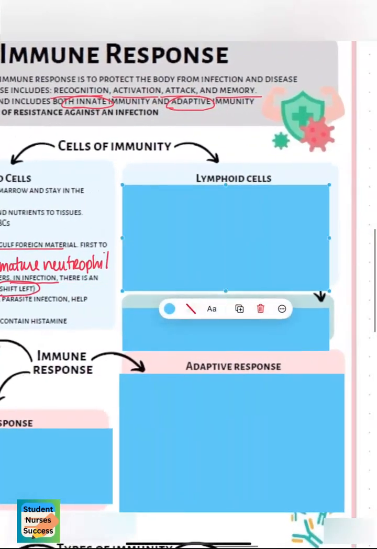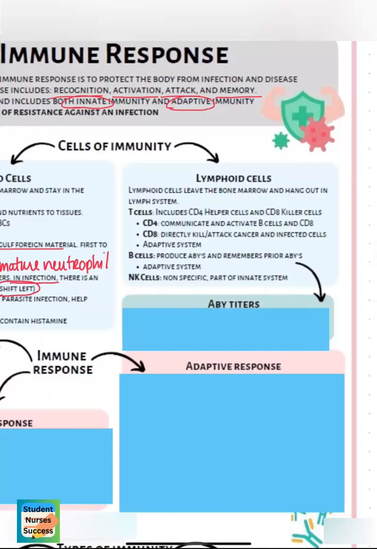Our other cells of immunity include the lymphoid cells. Now, lymphoid cells actually are born in the bone marrow, but then they leave the bone marrow. Some mature in the bone marrow, some mature out in the lymph system, but basically all the lymphoid cells leave the bone marrow eventually and are out in the body in our lymph system, which is everywhere. Our lymphoid cells include T cells, B cells, and NK cells. Now, NK cells are non-specific and they're part of our innate immune system. They'll kill and attack anything. So, although they're lymphoid cells, they are part of the innate response.